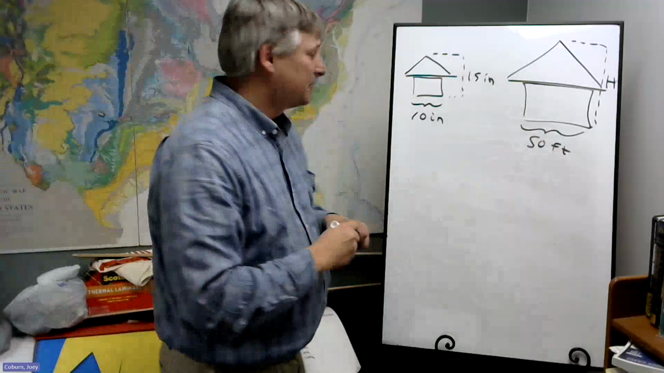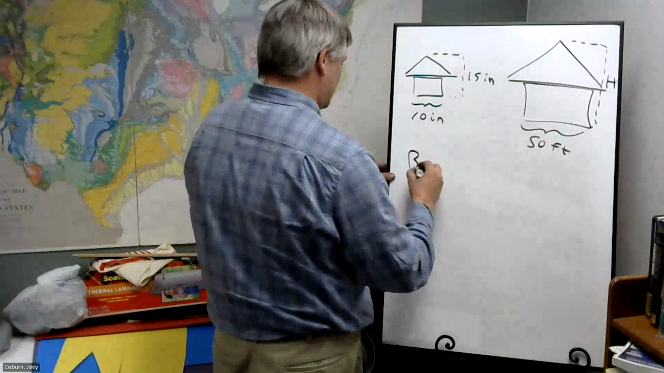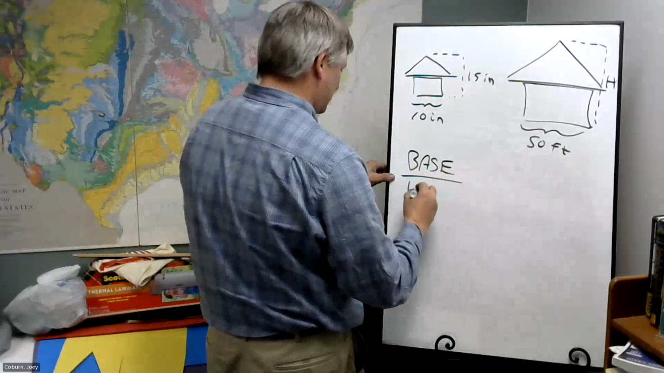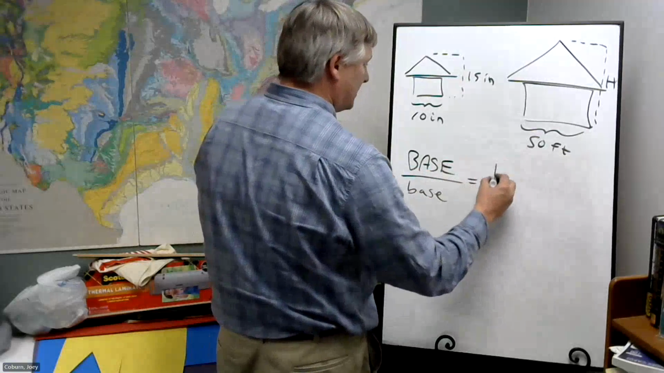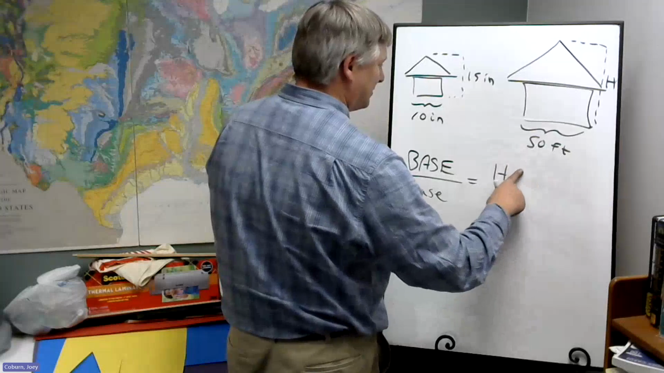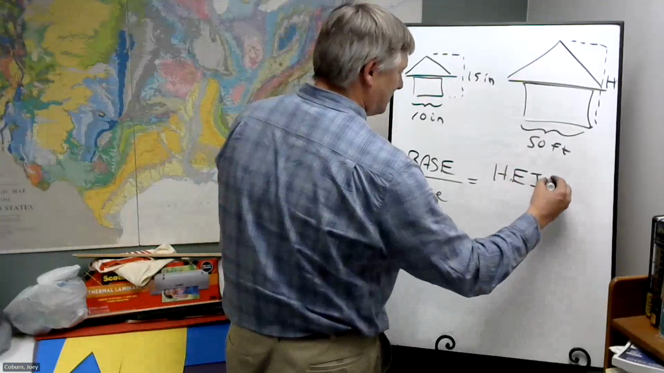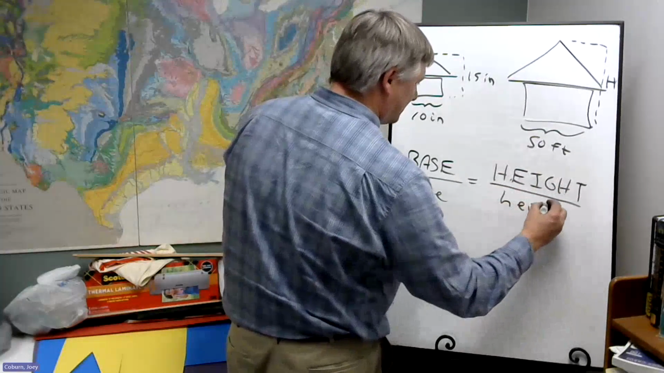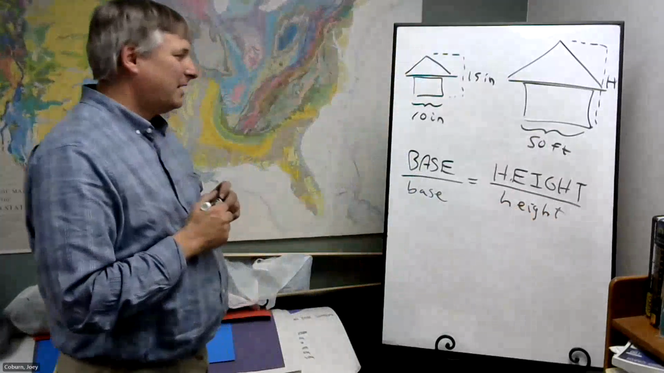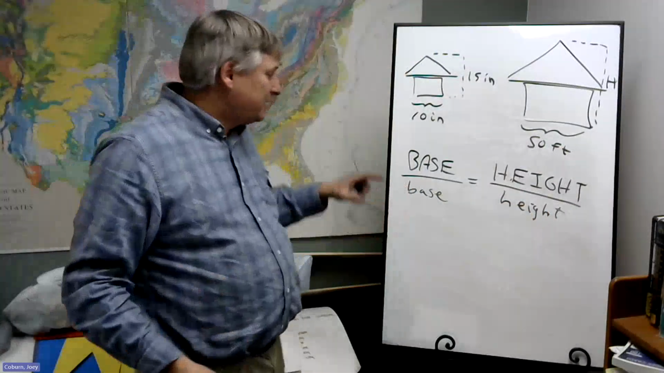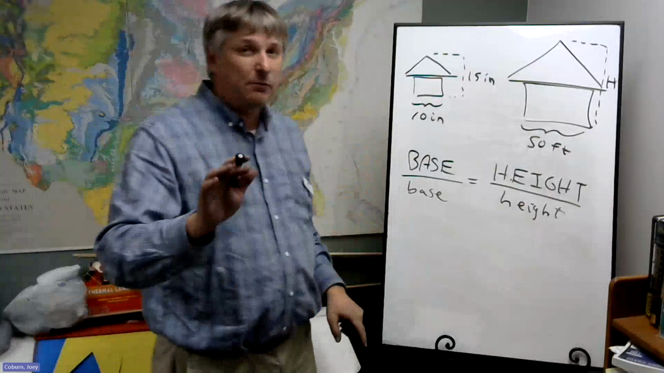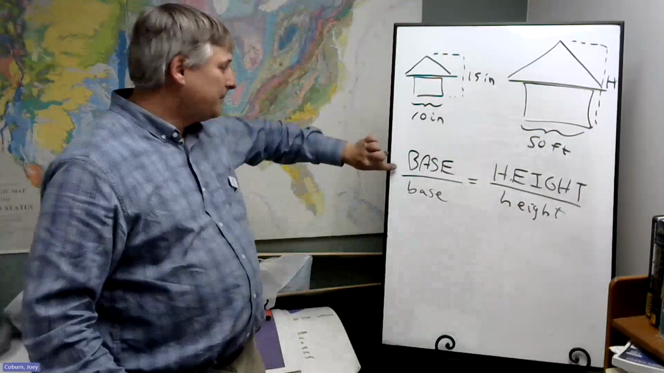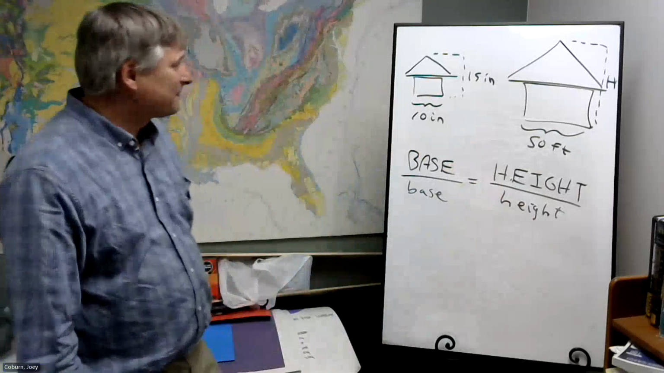What we're going to follow is this. The big base over the little base equals the big height per little height. And we could flip this. We could say little base over big base, but if we do that, we need to make this little height over big height. If you flip one, you've got to flip the other.